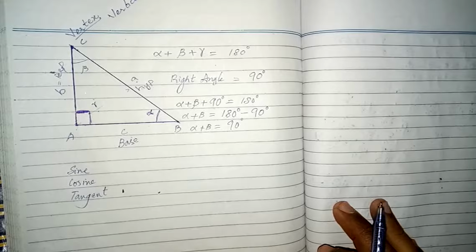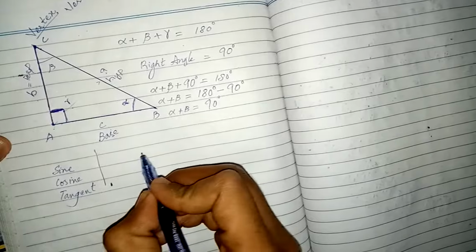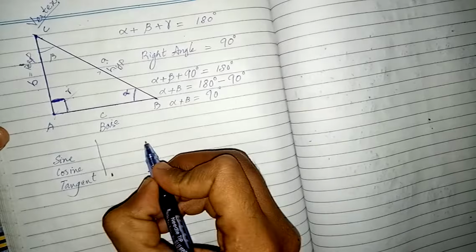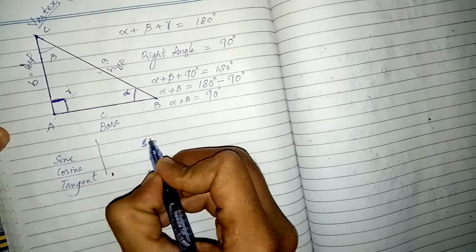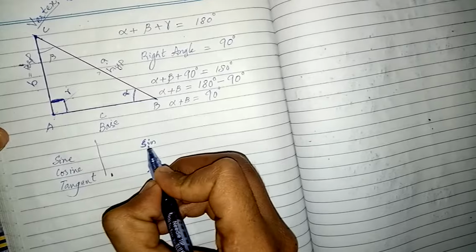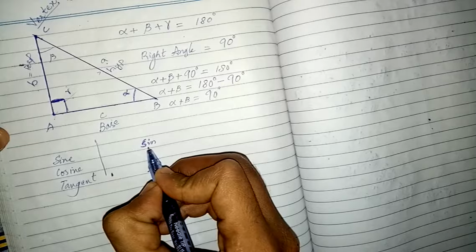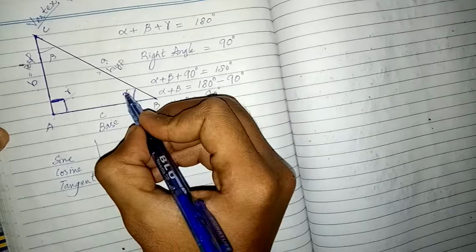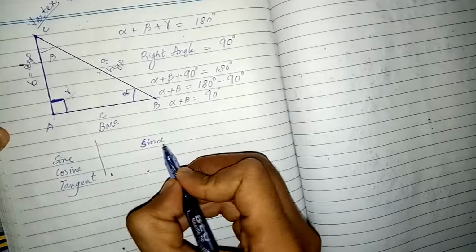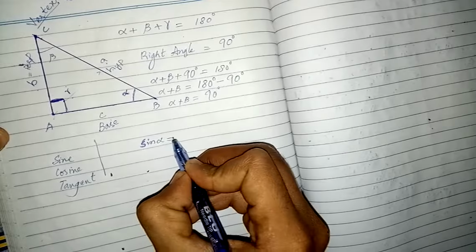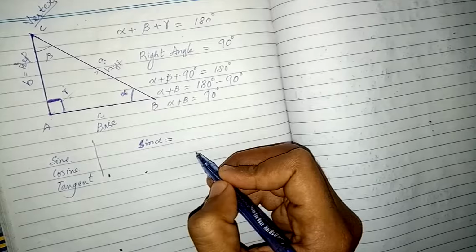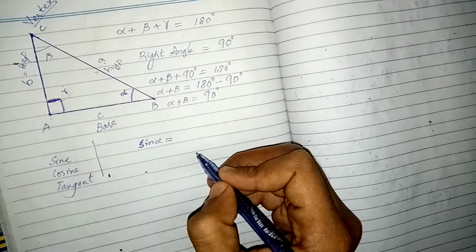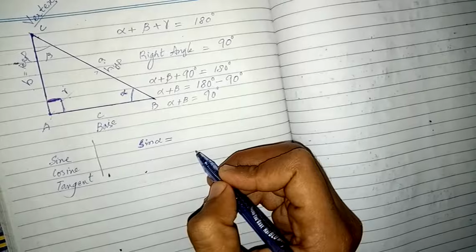So how can we compute the sine? When we express an equation, sine will be written as sin and then the angle. Suppose here we are taking angle alpha, then sine alpha. Sine alpha equals the perpendicular divided by hypotenuse, perpendicular upon hypotenuse.